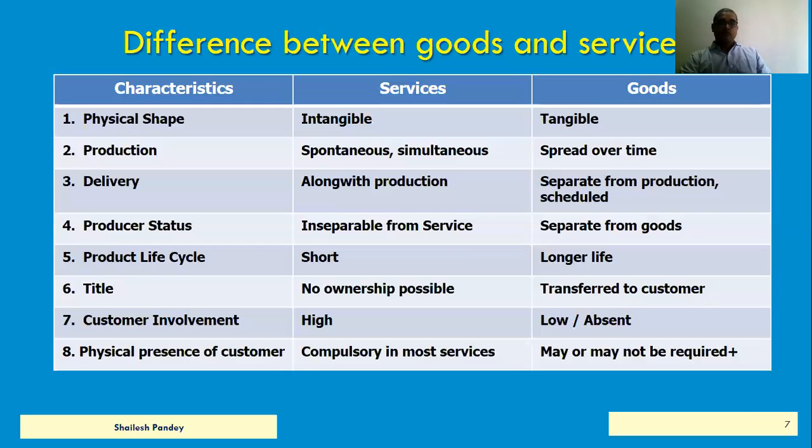Then the title. No ownership is possible in services. This is what Philip Kotler has defined. Whenever you are purchasing services, you are not going to be the owner of the services. Take the example of anything. If you're buying some product from ICICI Bank, you are not going to be the owner of ICICI Bank. You will only enjoy that particular service which is offered to you for some time. But in goods, the ownership is transferred to the customer. If you're buying an LG refrigerator, you are the owner of the refrigerator. You can say that I am the owner of the refrigerator.